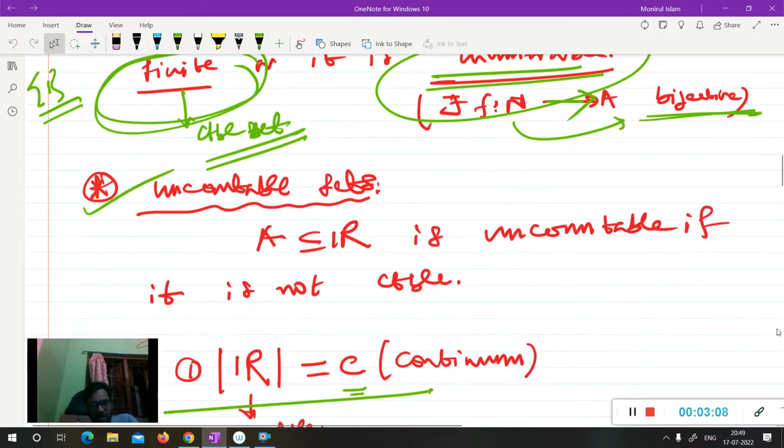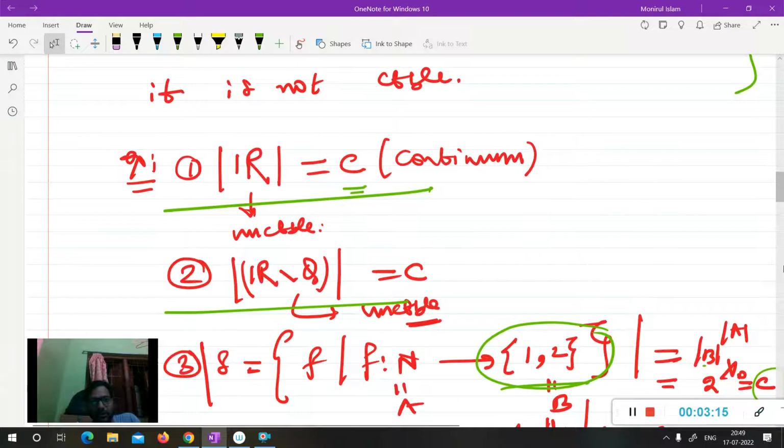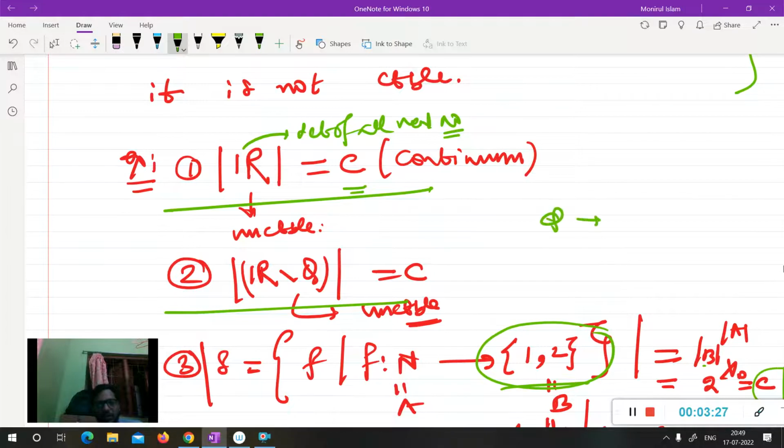Now an uncountable set: a set is said to be uncountable if it is not countable. There are some examples of uncountable sets. Say R, the set of all real numbers, is an uncountable set. The set of irrational numbers is also an uncountable set. But the set of rational numbers is countable. This set of rational numbers is countable, but the set of irrational numbers is uncountable.